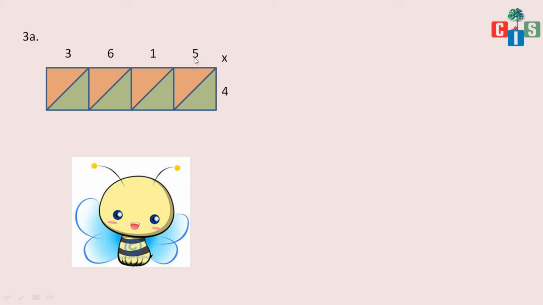4 5s are 20. So 0 in the ones place and 2 in the tens place. 4 1s are 4. So it's only 1 digit, 4 in the ones place. 4 6s are 24. So 4 in the ones place, 2 in the tens place. Then 4 3s are 12. So 2 in the ones place and 1 in the tens place.